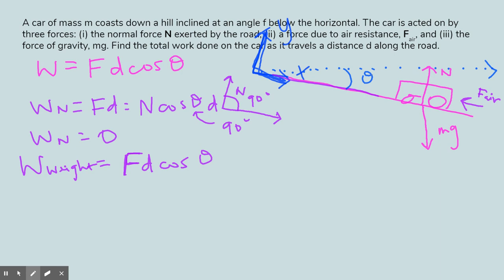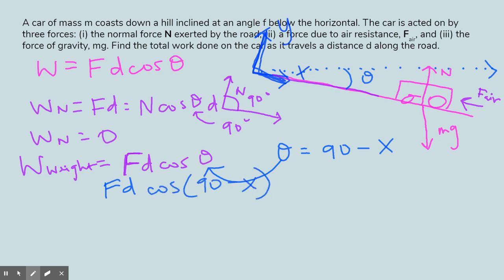To figure out what we would end up placing here for theta, we would say theta is equal to 90 minus some value. We're not sure what that is. Okay. So we're going to use that and plug it in here. And we have FD cosine of 90 minus x. And you might have forgotten this, but we can actually use a trig substitution here. The cosine of 90 minus x is just equal to the sine of theta.